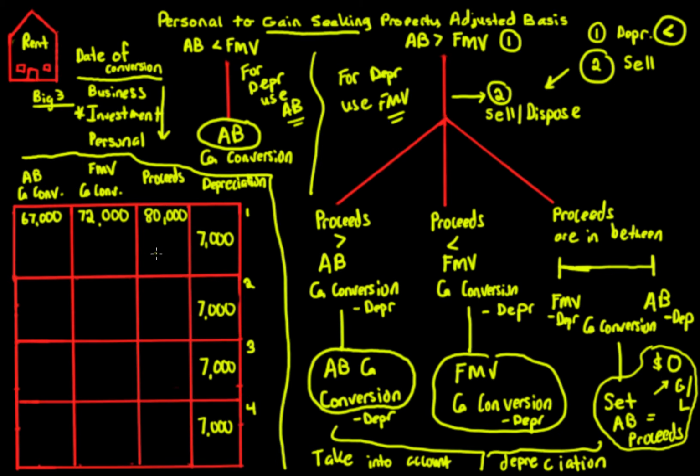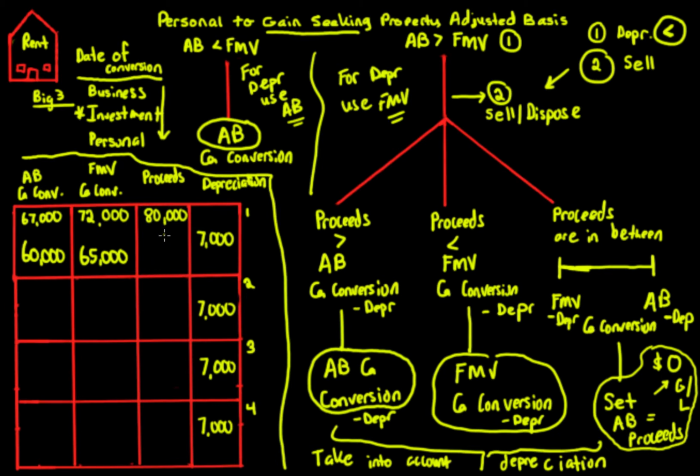Okay, so the first thing you always want to do when you're looking at these items is take into account the depreciation. Just go ahead and subtract away the depreciation. Because the depreciation amount needs to be taken into account to determine where you're at in these cases. Over here, you're using the same amount for adjusted basis and fair market value, so it doesn't make any difference. So if we subtract away the $7,000 depreciation, we get $60,000 after depreciation. We get $65,000 for the fair market value after we take into account depreciation.